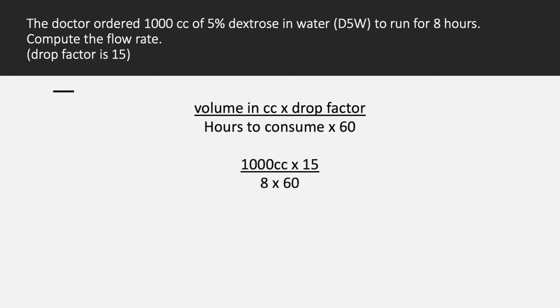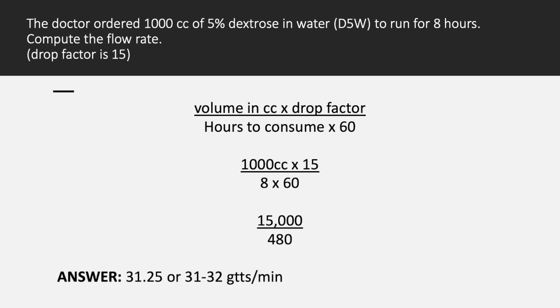So the given numbers: 1000 cc times 15, which is the drop factor, divided by 8 hours to consume times 60. So 1000 times 15 is 15,000 divided by 480. The answer is 31.25, or 31 to 32 drops per minute. So, meaning you have to count the drops in your IV, 31 to 32 drops per minute. The shortcut is you divide the 1 full minute into 4.